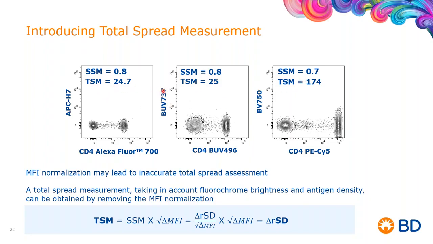I will just point out something here. You can see the TSM values here, 24.7 and 25, are pretty much identical. Again, you may be misled visually because you might think that this has more spread than this. But remember, spread is relative to the negative population. You can see that there's a lot of background in this detector, even in the negative. This one is much tighter. So when we do this minus this, or this minus this, the values are the same.